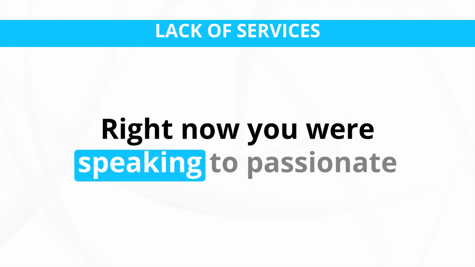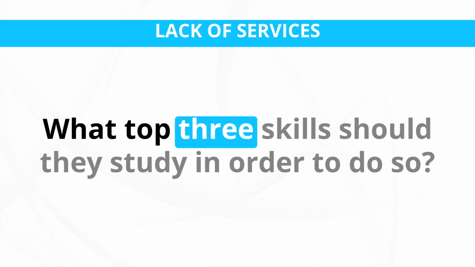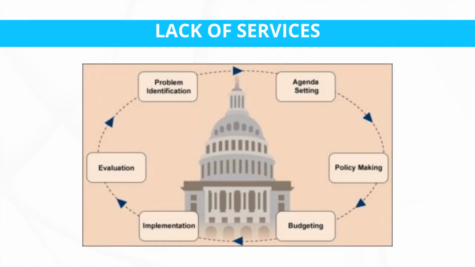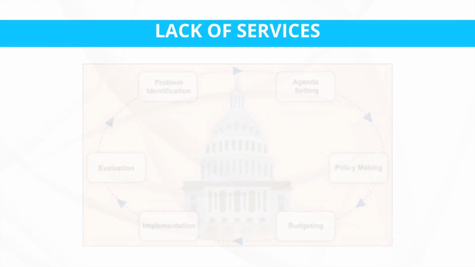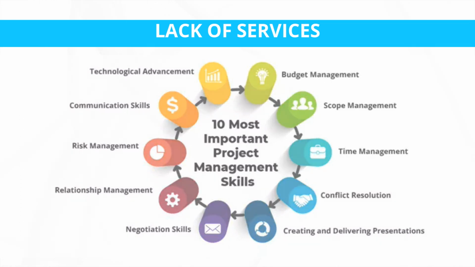Right now, you are speaking to passionate students who want to solve problems like these. What top 3 skills should they study in order to do so? Understanding public policy, analyzing its impact on basic service provision, and advocating for evidence-based policy changes are essential skills for driving systemic improvements. Being able to design, implement, and manage projects that address specific service gaps is crucial for delivering tangible improvements in access to basic services.